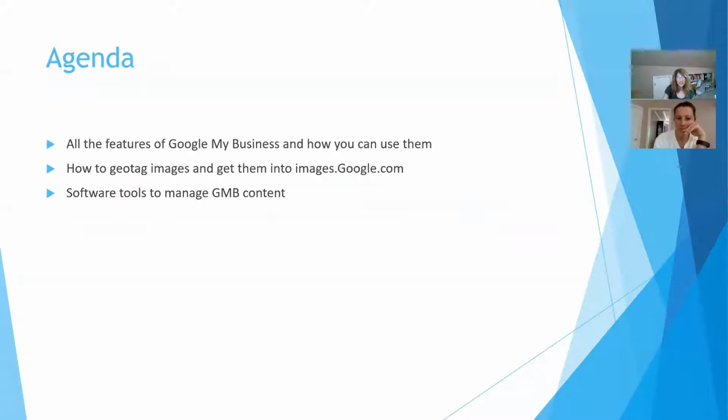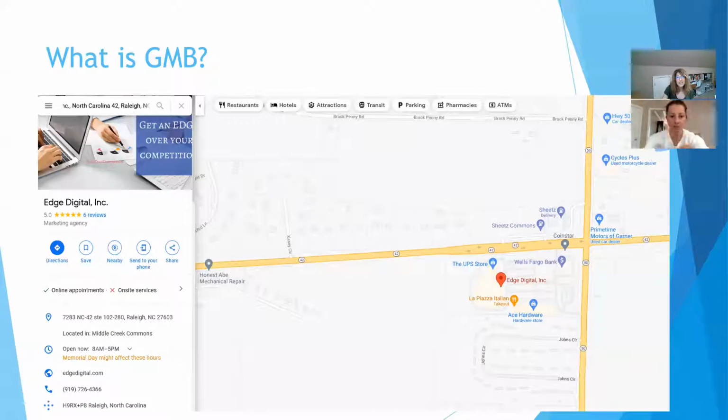Today's agenda, we're going to go through the features that are on the GMB and how you can use them, and then also how to tag images to get them into images.google.com. We'll also talk about some software tools and how to manage the GMB content. So what is the GMB?